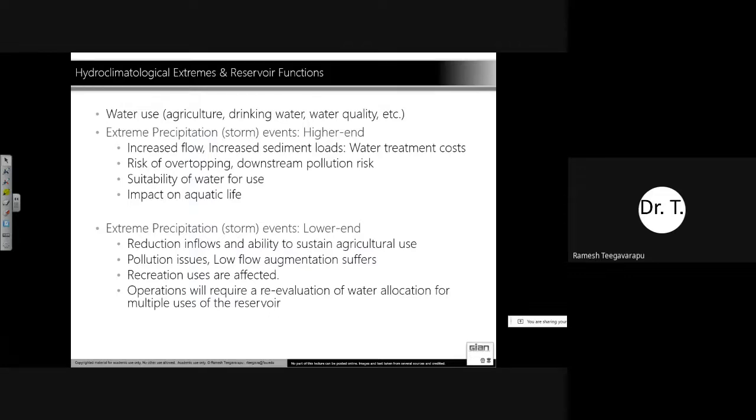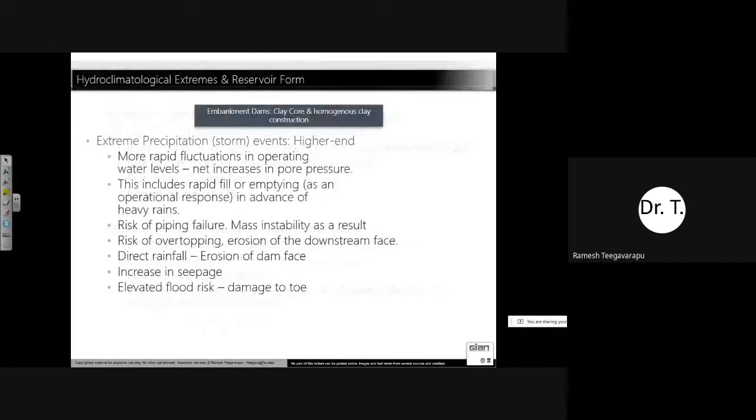If the reduction happens on the other side, you cannot sustain water for agricultural use. Low flow augmentation, which is generally regarded as a measure for reducing pollution, will not work. Recreation uses will be affected because you don't have enough water. And then we have to use some kind of operational changes. Depending upon the type of construction of the dam, you will have different changes. You can have piping failure, overtopping, and so on.